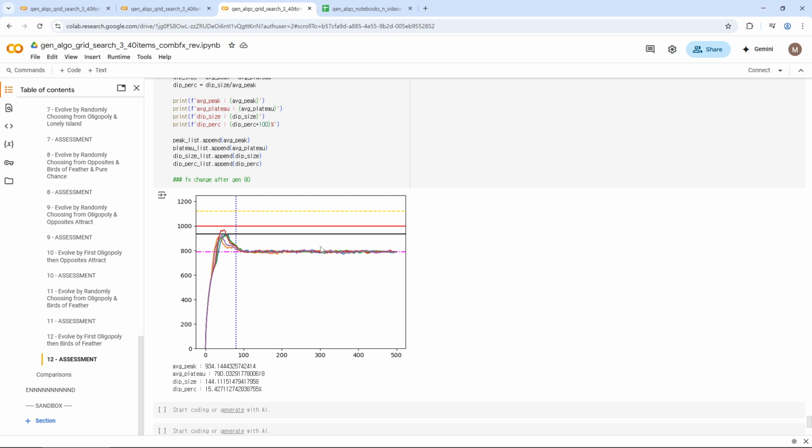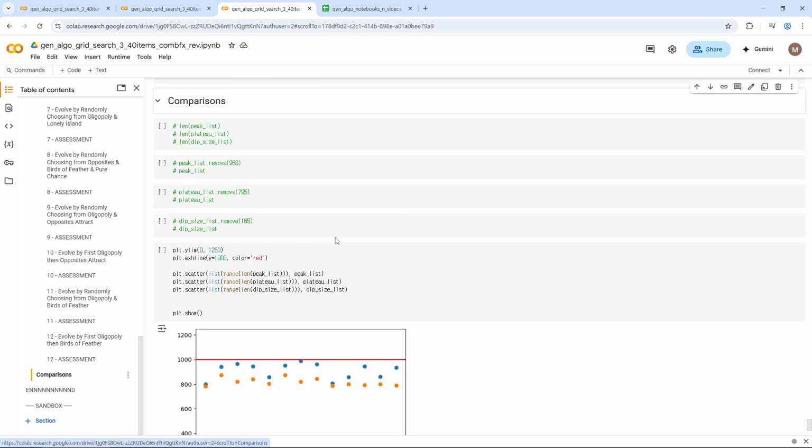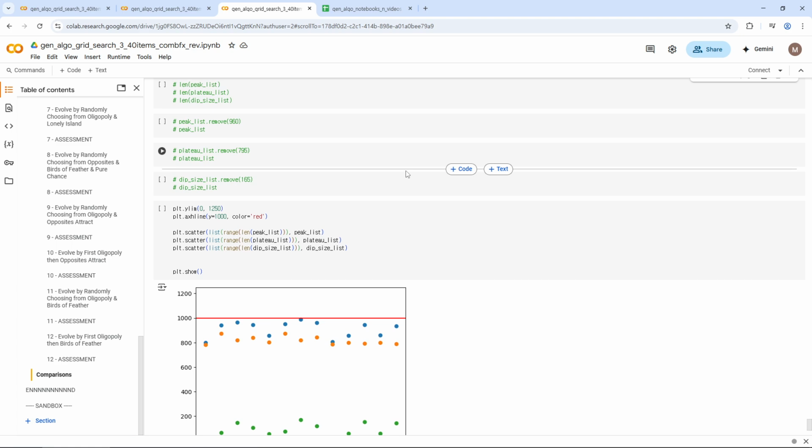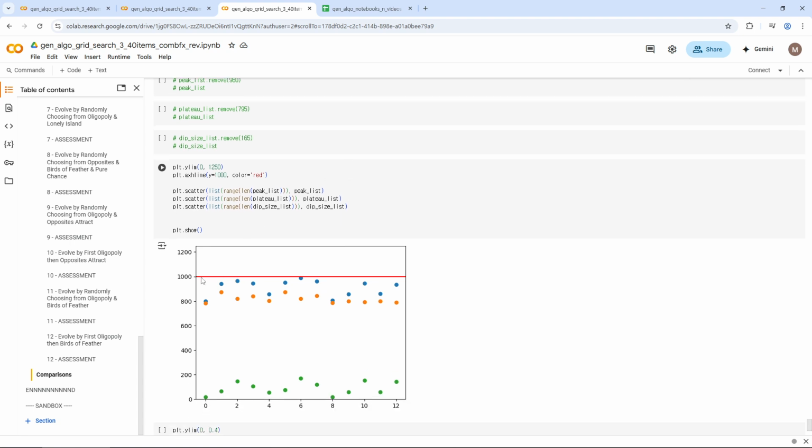Okay, so these values are all very hard to memorize and compare. So we move on to comparisons and use those values stored in those 4 lists that I created. Again, the red line is at 1000 for no reason, but it makes it kind of easier to compare.